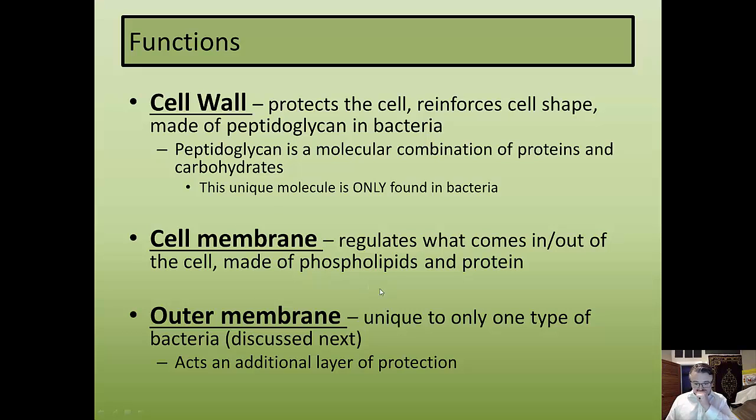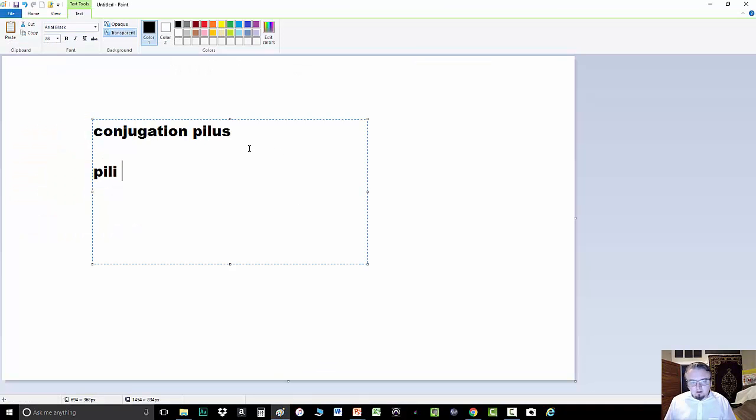So, cell membrane is made of phospholipids. Cell wall is made of peptidoglycan. I should say the phospholipid is the main foundation. It also says protein here, obviously. But the main foundation really is the phospholipids. The cell wall, pretty much the entire foundation, is called peptidoglycan. So, what does that even mean?